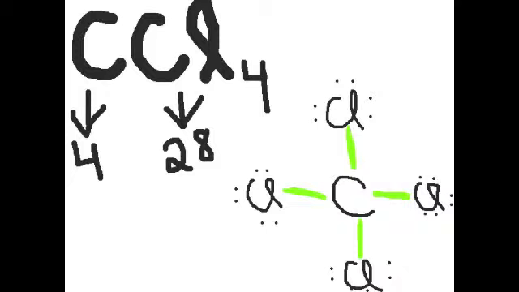Another example of a single bonded molecule is CCl4. First, you must add up the valence electrons from carbon for 4 and the valence electrons from Cl4 for a total of 28. That means there is a total of 32 electrons to be shared, and that carbon contains 4 single bonds connected to each chlorine for a total of 8 valence electrons for every atom in the molecule.